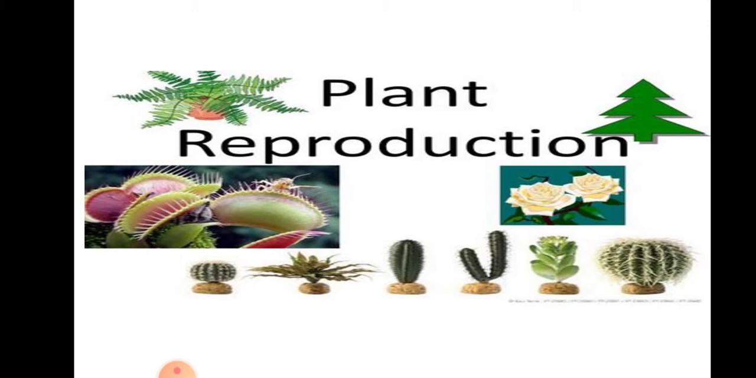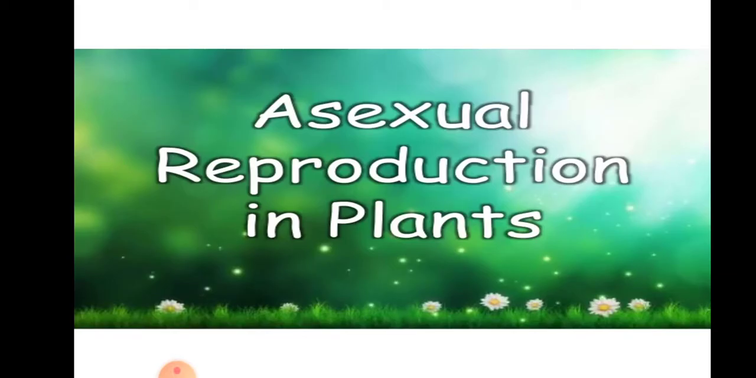Modes of reproduction. Plants exhibit two modes of reproduction, namely asexual and sexual. In addition, some plants multiply by vegetative propagation. The modes of reproduction in plants are divided into asexual reproduction, vegetative propagation, and sexual reproduction. Today we will pass on to asexual reproduction in plants.